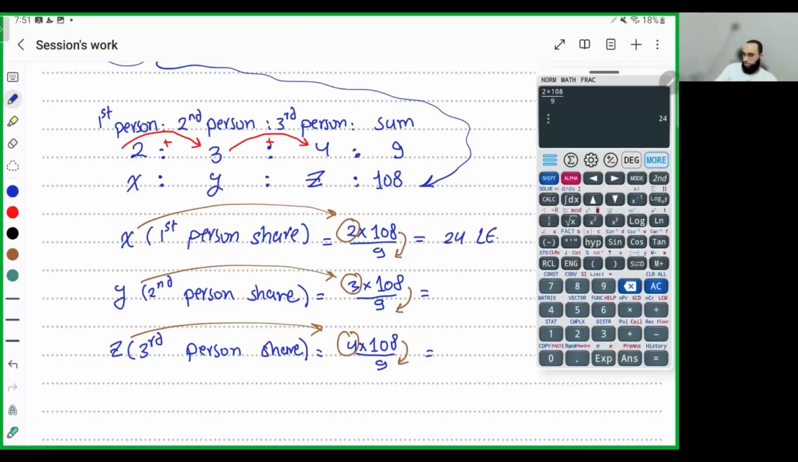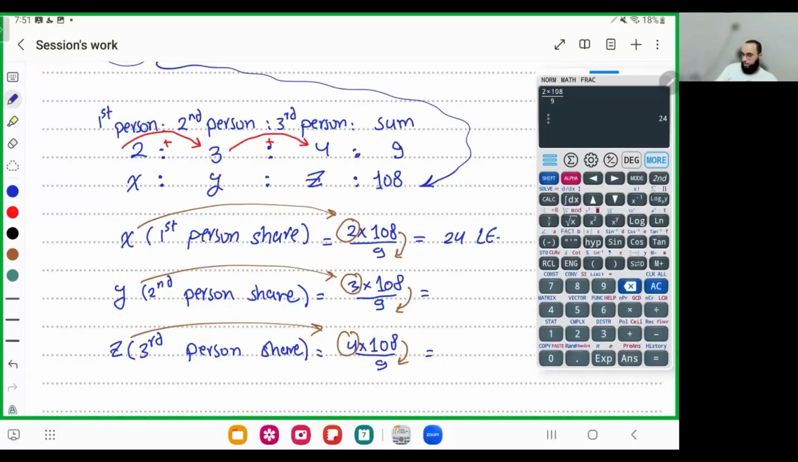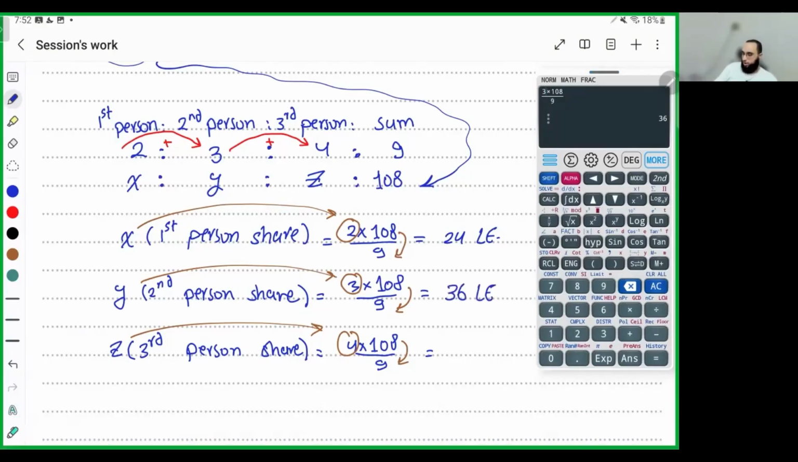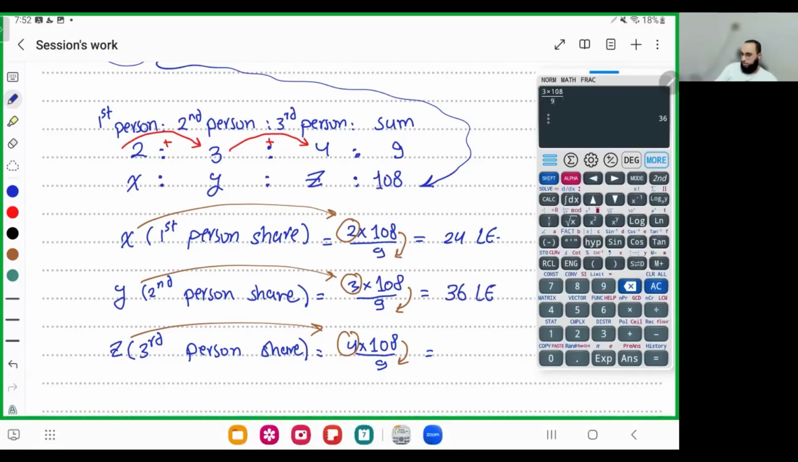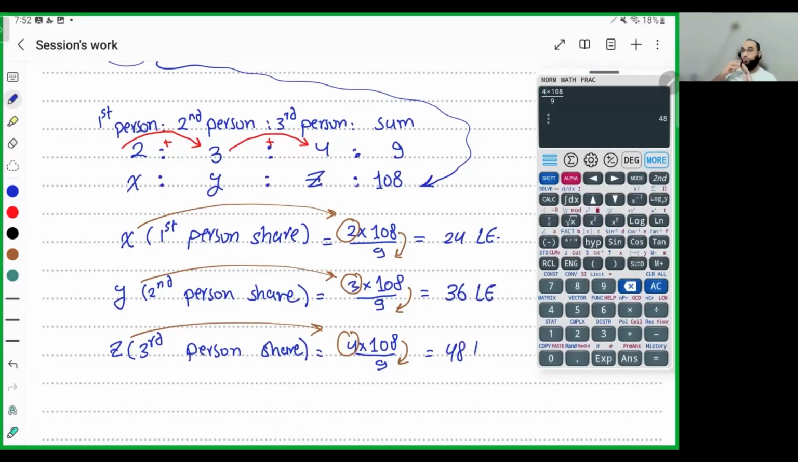I'll only go back by the arrows, and then delete the 2 and write 3 instead. 3 times 108 over 9, 36. Go back by the arrow, delete the 3, write 4. It's 48. That's it. So to check if your answer is correct or not, add these numbers together.